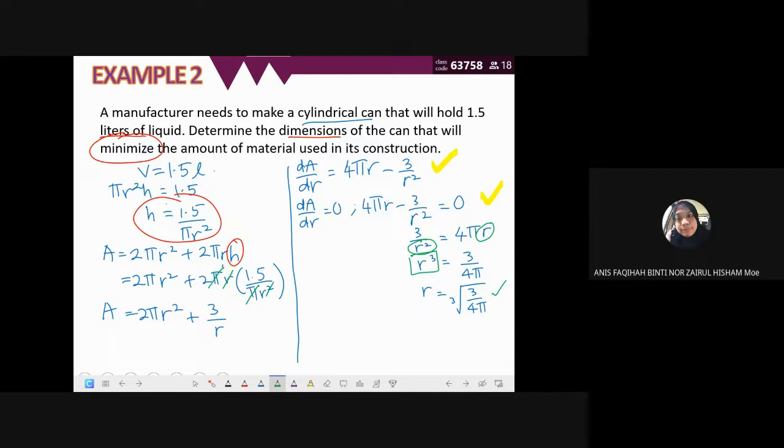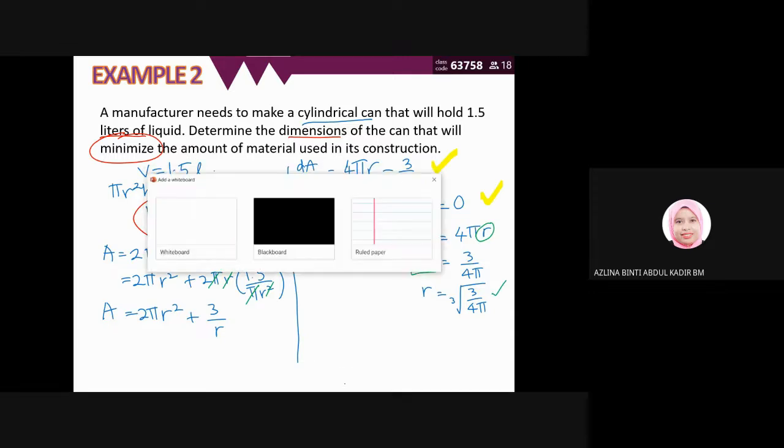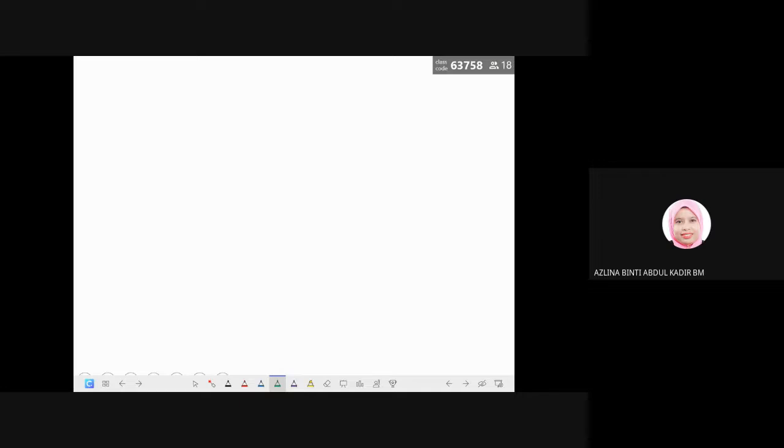Okay, madam. Then baru dapat R kan? Okay, then kita nak buat second derivative lah. Tadi first derivative. Okay, saya copy dulu. dA dr is equals to 4 pi r minus 3 over r squared. Okay. Then we want to find second derivative.